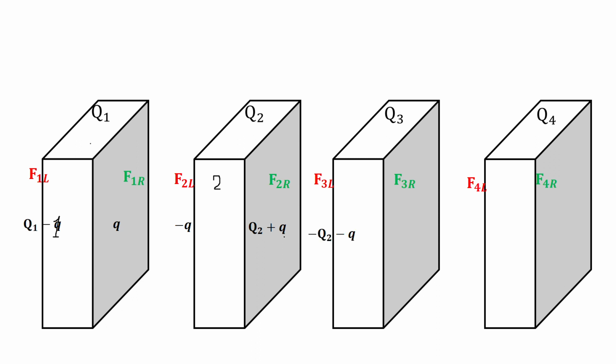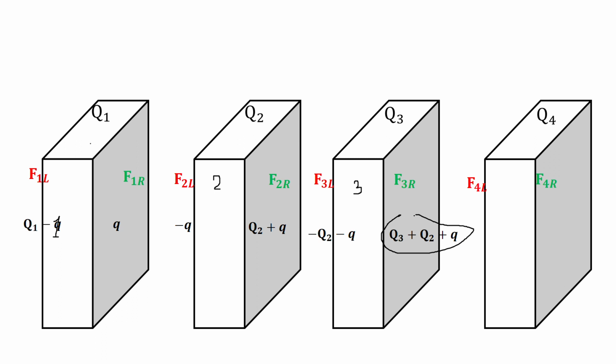And from Gauss law the charge appearing on F3L will be minus Q2 minus Q. Since this third plate is an isolated conductor, the total charge has to be equal to Q3. So F3R will be Q3 plus Q2 plus Q. If we add these, then Q2 and minus Q2 will cancel. Similarly minus Q and Q will cancel. So the total charge will be Q3. Now from Gauss law, on F4L the charge that will appear will be minus the charge that is appearing on F3R.